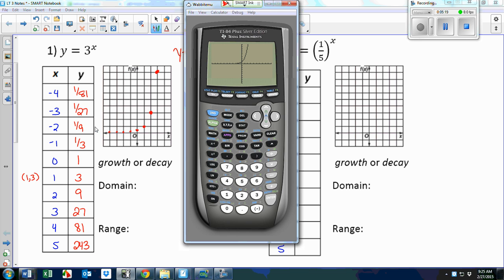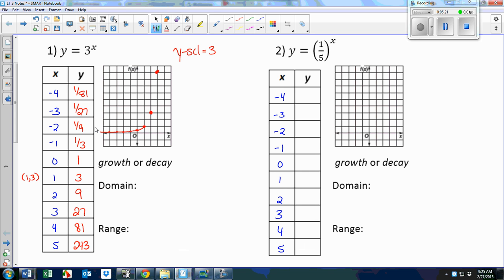So our picture gets big really fast once it gets over here into the positive x values. Would you call that growth or decay? You read a graph like you read a book, from left to right. Is it getting bigger or smaller? It's getting bigger, so growth.